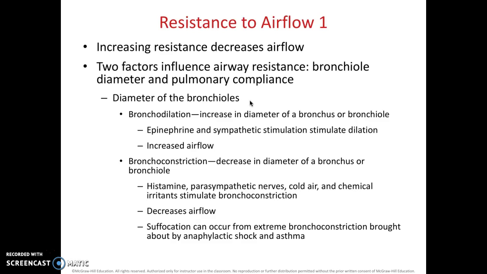So airflow is also prone to resistance, so increasing resistance will decrease airflow. This is similar to blood flow. Two main factors influence airway resistance: the bronchial diameter and pulmonary compliance. The diameter of the bronchioles matters, with bronchodilation increasing the diameter of the bronchus or bronchiole, and this can be achieved through epinephrine and sympathetic nervous stimulation, which allows for dilation and increased airflow. On the other hand, bronchoconstriction decreases the diameter of a bronchus or bronchiole, and this can be achieved by histamine, parasympathetic stimulation, cold air, or chemical irritants. This acts to decrease airflow. So suffocation can occur with extreme bronchoconstriction during anaphylactic shock or asthma.